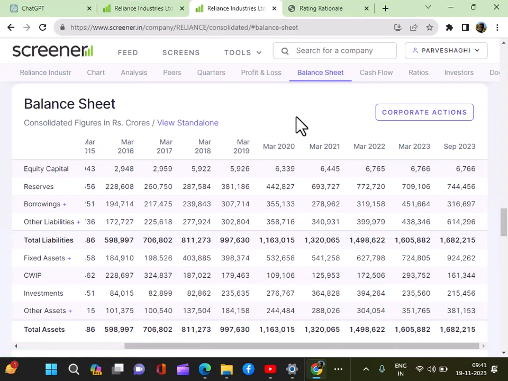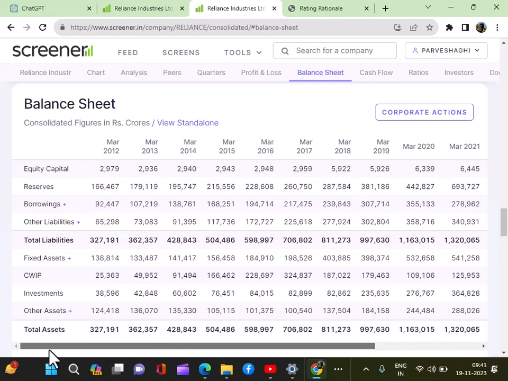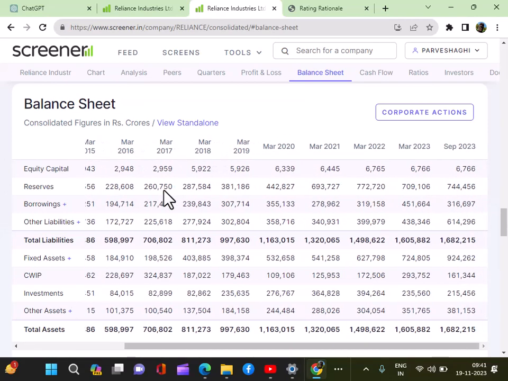I don't know whether they have bought back in the recent past. Look at their equity capital. It was 2979 crores at the top line. This is the money taken from the shareholders. Suppose the face value is, say, 10 rupees. We can see what the face value is, which keeps changing over time. So now the issued share capital is 6,766 crores. Fine.